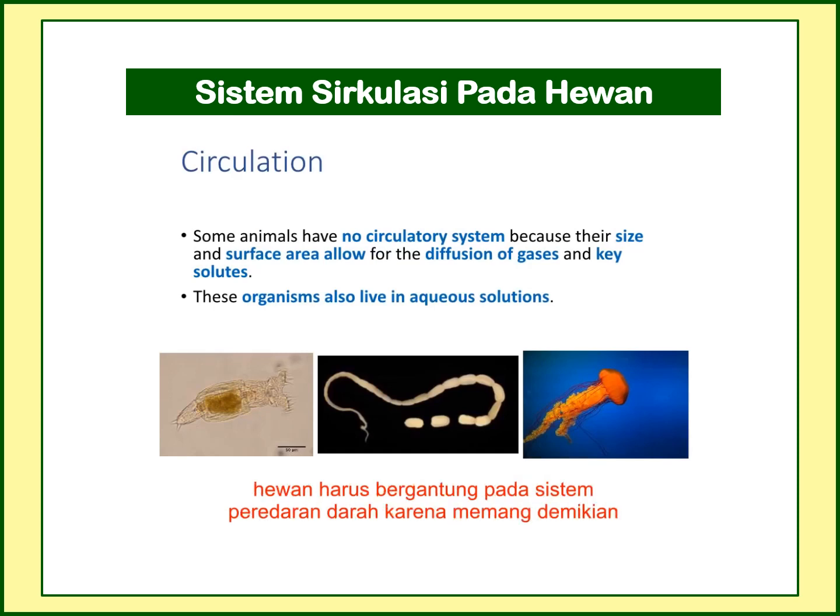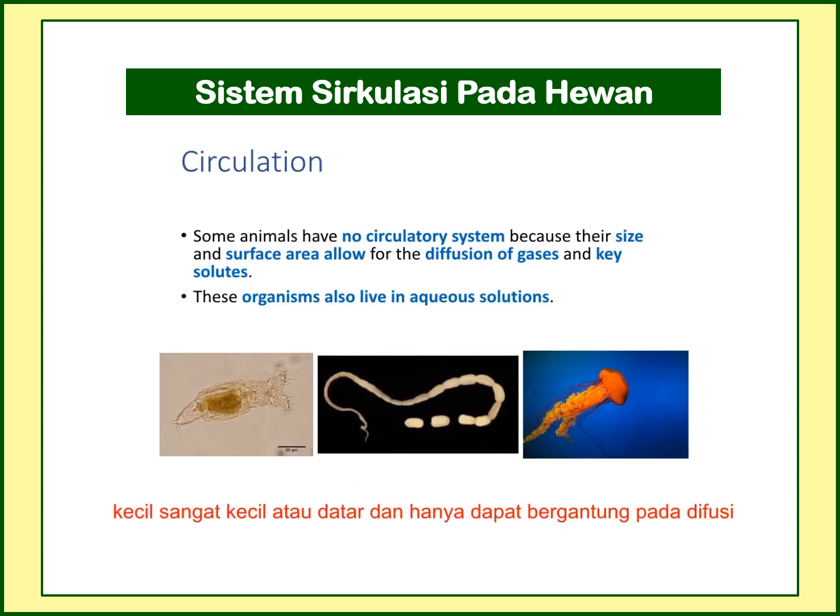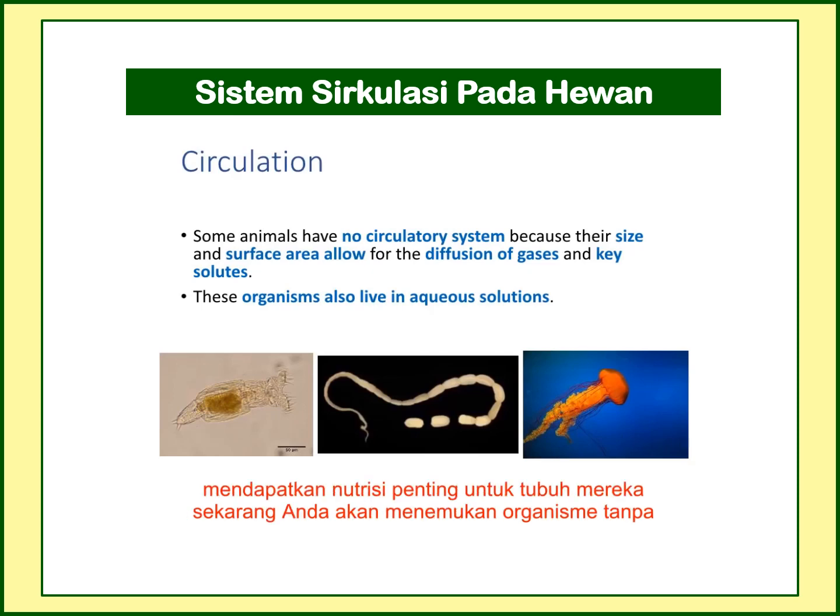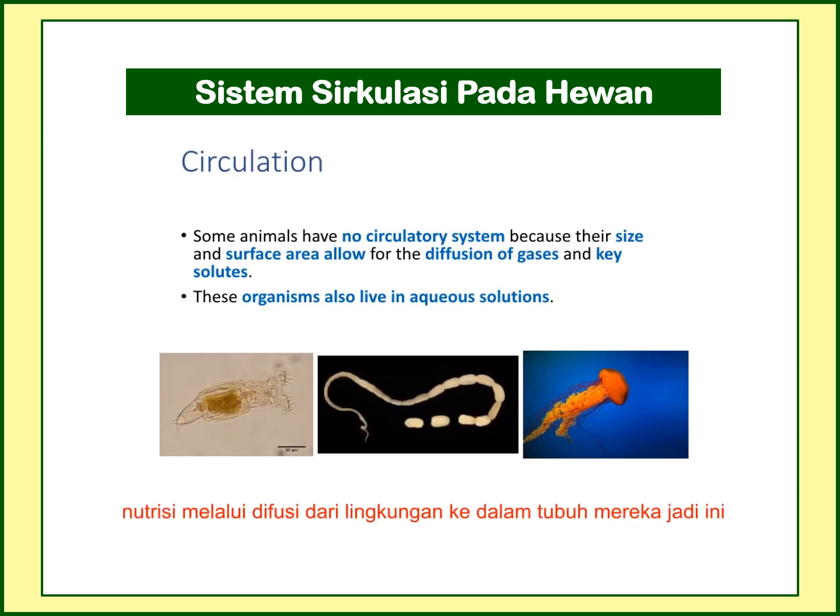So not all animals are going to have to rely on a circulatory system because they are very small, or they are flat and can just rely strictly on diffusion to get in key nutrients to their body. Now, you're going to find organisms with no circulatory system to live in aqueous environments. So they're going to be aquatic in some way, and they're going to get those gases and nutrients by diffusion from the environment into their body.